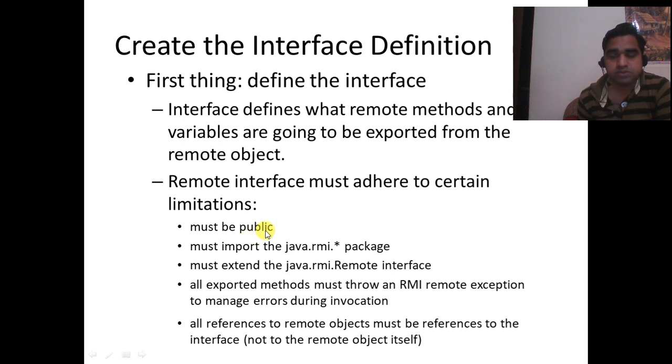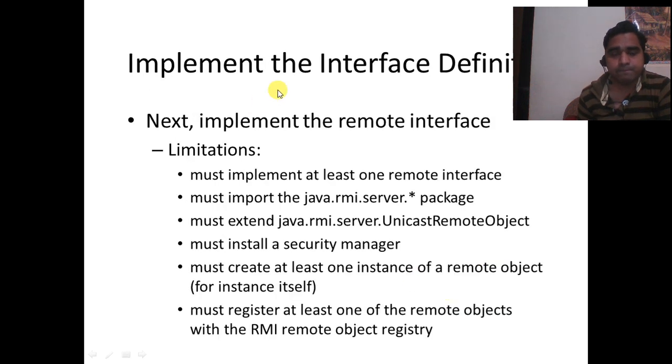It must adhere to certain limitations. That interface must be public so that it can be easily accessible. It must import the java.rmi.Remote interface, and its exceptions are thrown through the RMI RemoteException. And all the references to a remote object must be references to the interface. It means the references to a remote object are references to the interface, not to the remote object itself. Now as soon as the interface is created, we are moving on to implement it.